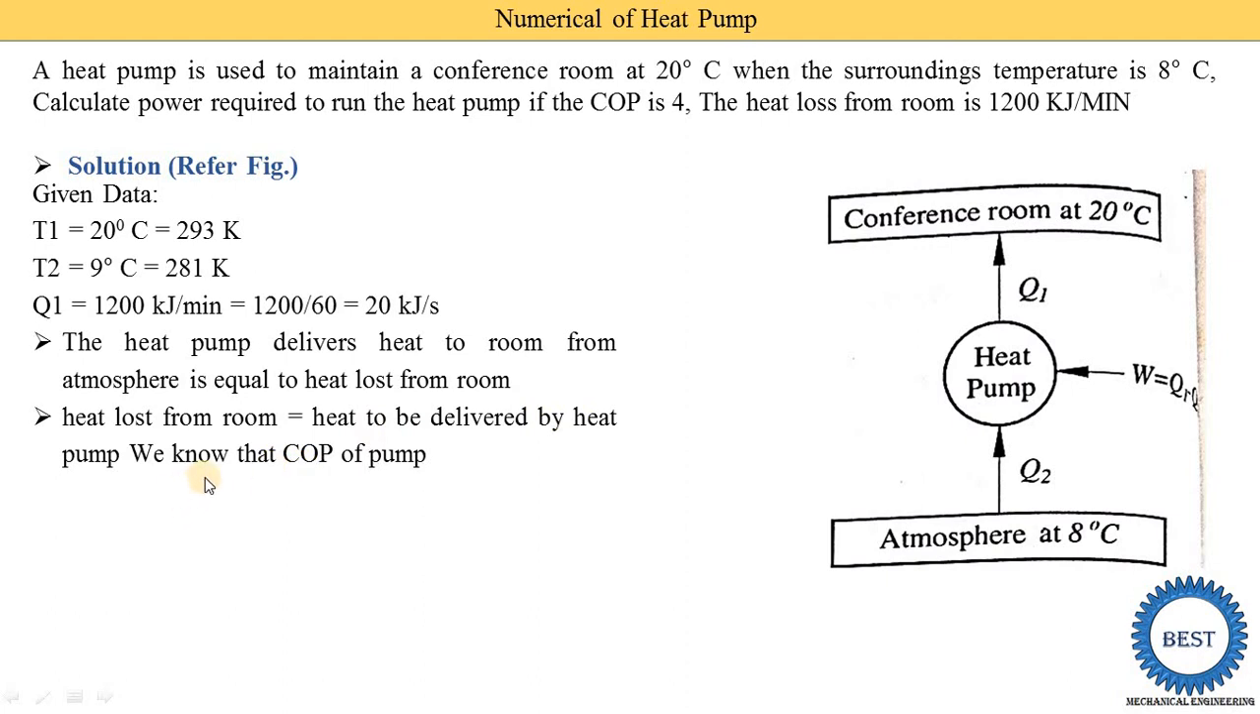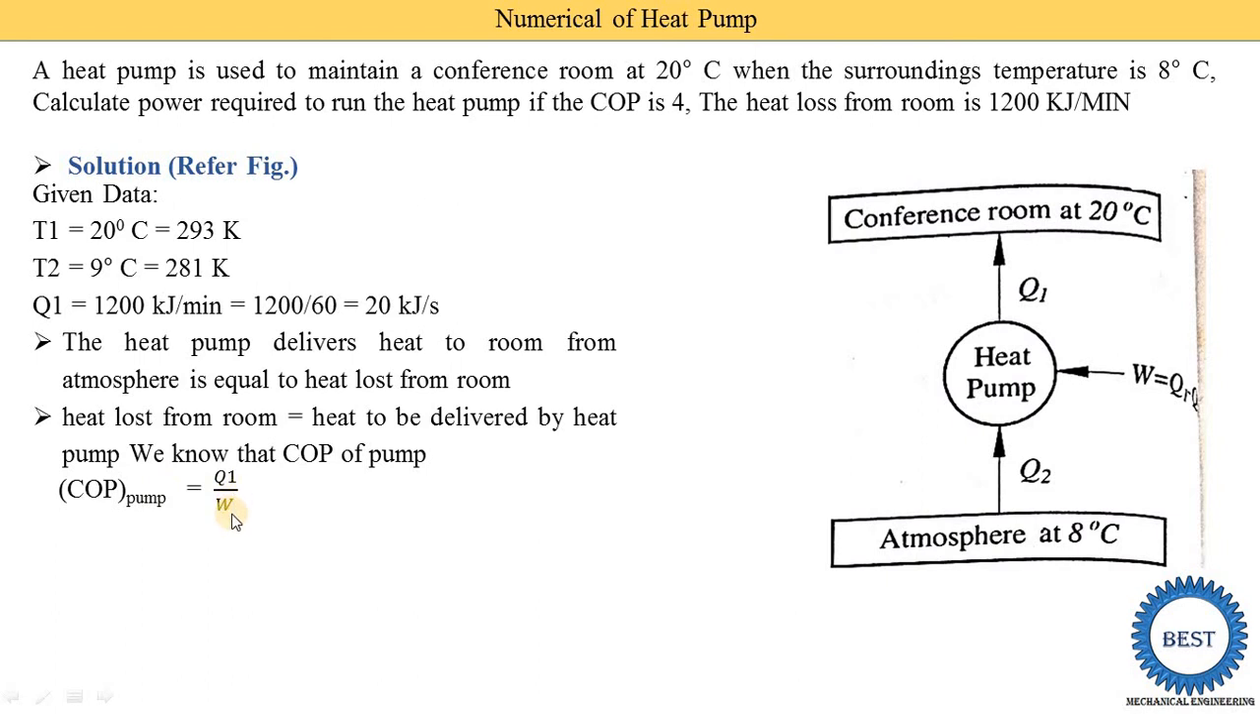We know the COP of a heat pump is Q1 upon W. The COP means output upon input. What is the output? The output is Q1, because here we need to maintain the conference room temperature at 20, since the heat pump is used for heating purposes. Suppose this example were given for a refrigerator, then our output would be Q2, because in a refrigerator we need to maintain lower temperatures.